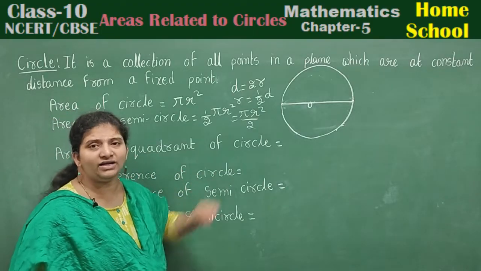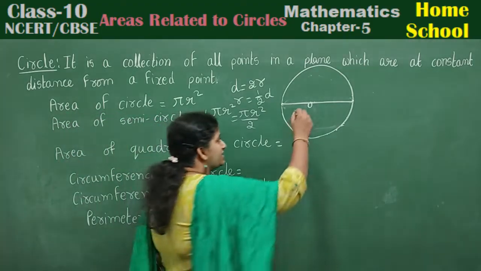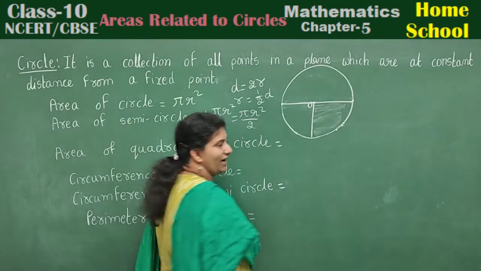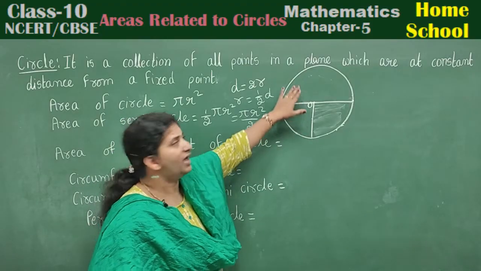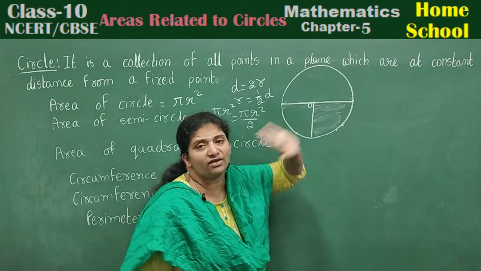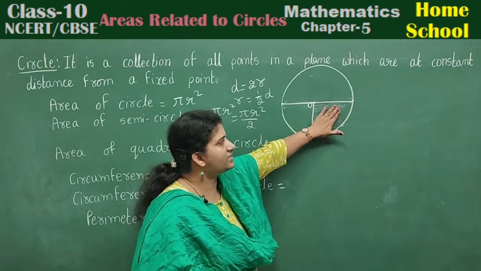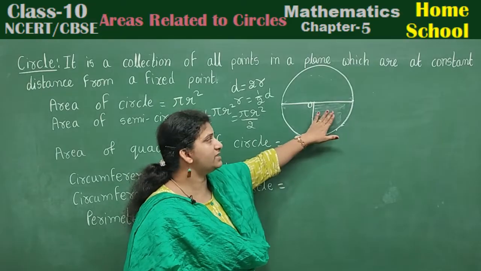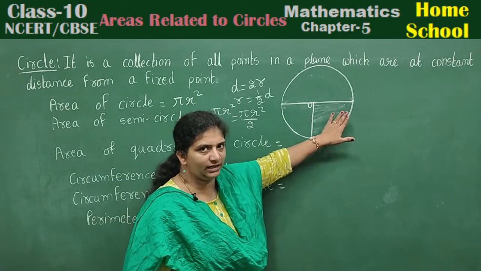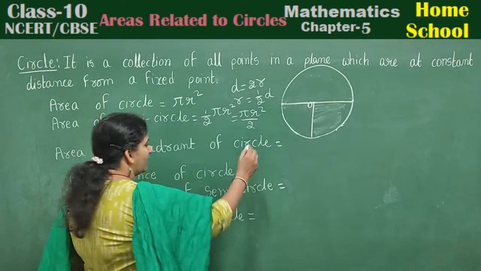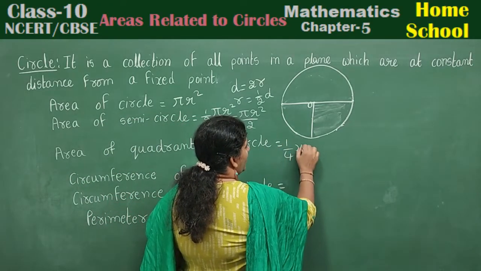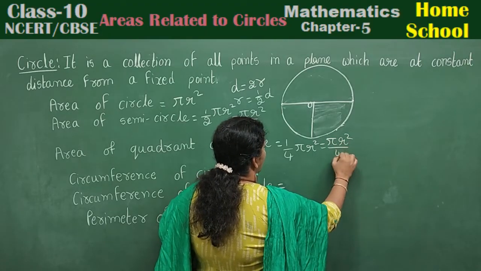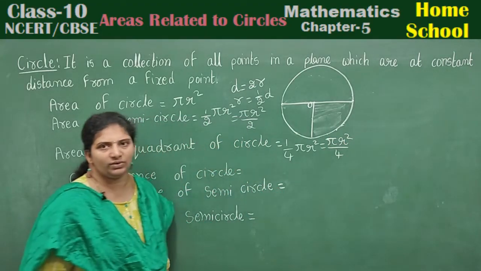Next one, area of a quadrant of a circle. Again, this half of the semicircle, we call this part a quadrant. And this is one quadrant. If you halve again, there are 4 quadrants here. So what is this area? Area of a quadrant of a circle is 1/4 the area of a circle. Yes, I write it as 1/4 the area of a circle, that is pi r square by 4 square units.